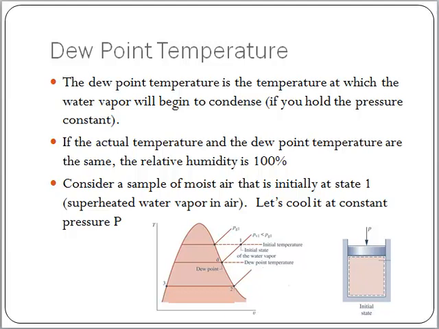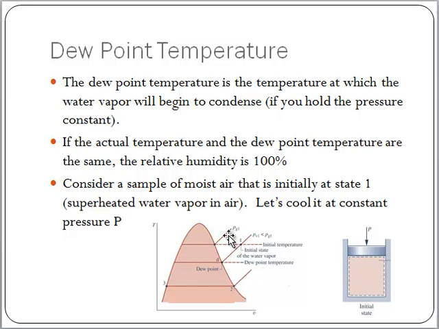Next, let's talk about dew point temperature. Now, dew point, you hear this on a weather forecast all the time, so we all feel like we're familiar with this. But what it really means is it's the temperature that if I were to hold the pressure constant and cool my gas to this temperature, the water would just begin to condense. So I'd form that first drop of dew on the morning grass, for instance. Now, if the actual temperature and the dew point temperature are the same, this is an indication that you are saturated, so the relative humidity would be 100%.